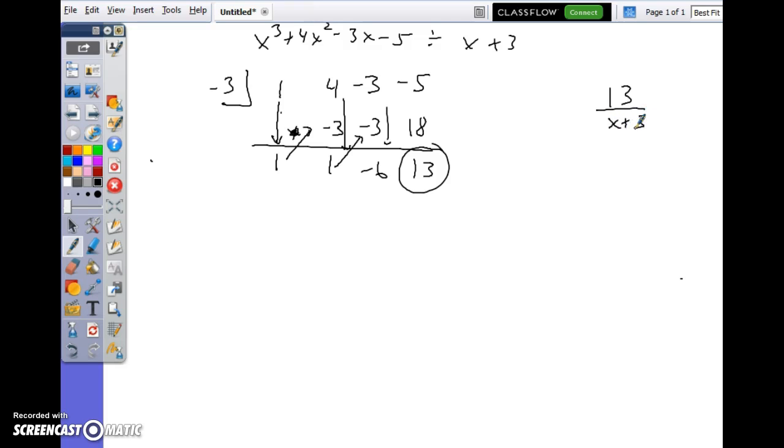Then I'm going to work my way backwards. The next thing over would be a normal number, right? So that's negative 6. The next thing over would be 1x, right? And the next one over would be 1x squared. Does that look familiar?